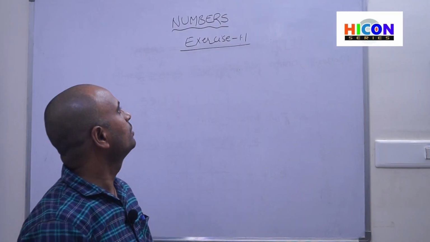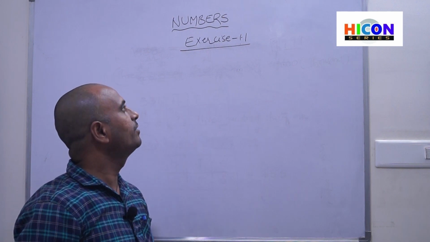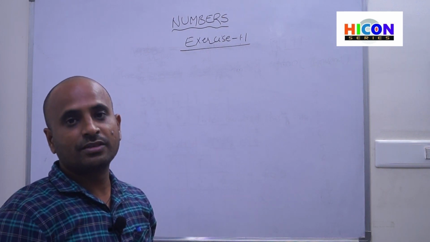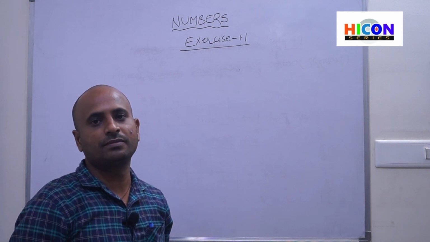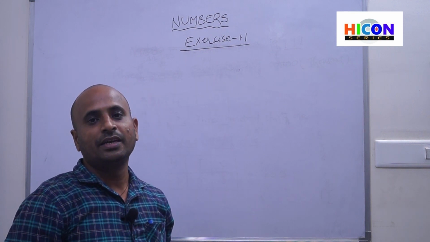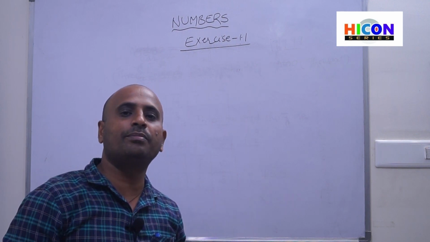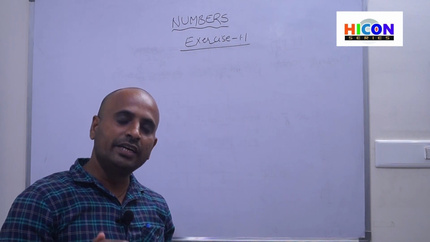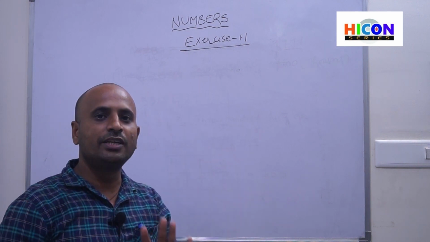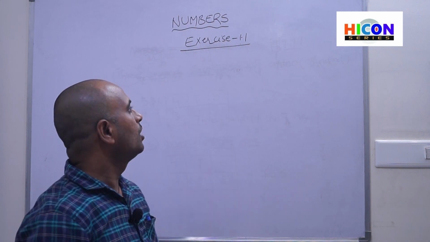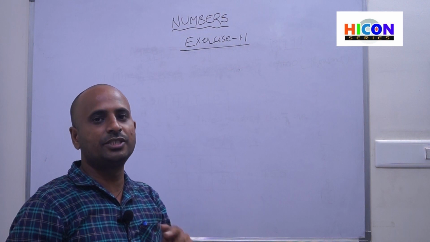Children, go to the exercise part, exercise 1.1. In exercise 1.1, the first problem is how to write numbers from the number names for 4-digit numbers. In second class, you learnt how to write number names for 3-digit numbers, but in third class we will deal with 4-digit numbers. That is, how to write numbers from the number names of 4-digit numbers.